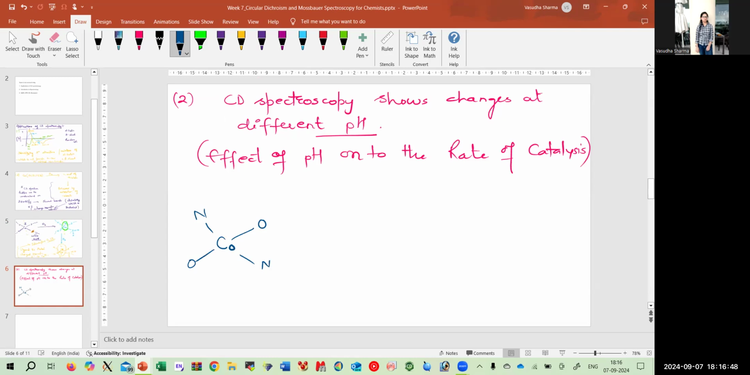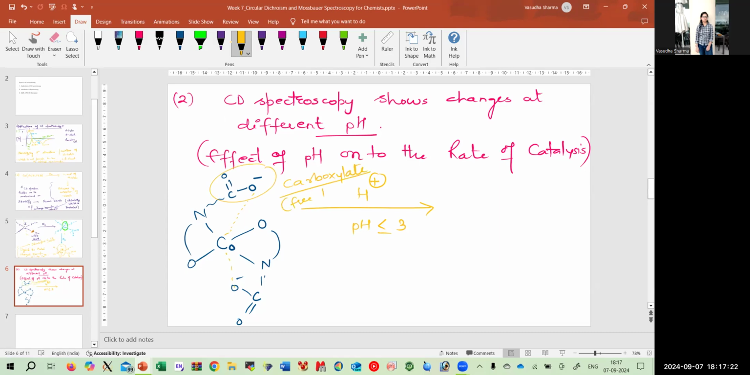this kind of ligands where the nitrogen is connected to its amino acid group. This is a carboxylate, and again this is a carboxylate. When we are having a carboxylate, this has a tendency to coordinate with your cobalt. But when we are introducing the proton source, that is at pH less than or equal to 3, what really happens, these carboxylate groups, this carboxylate group, which is free to bind with your metal center.